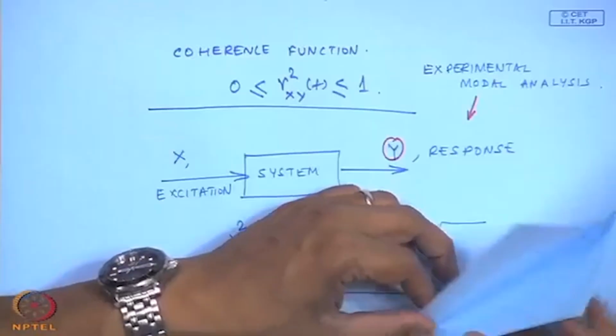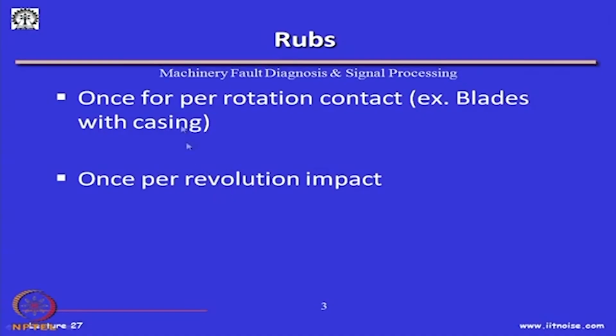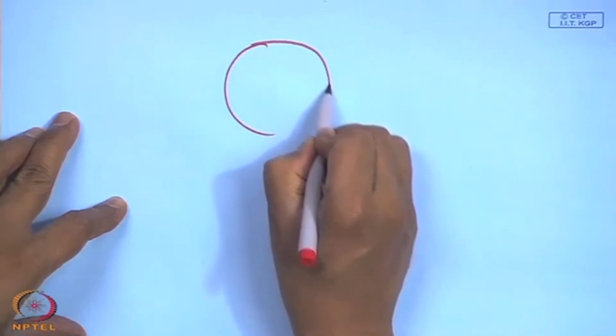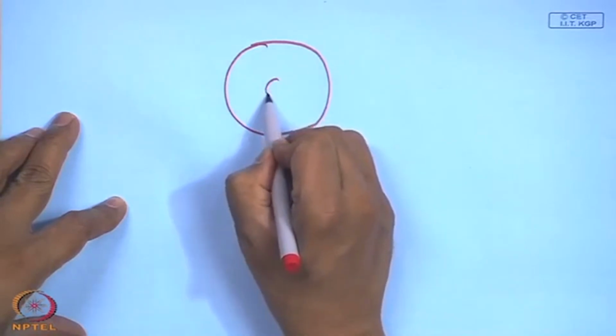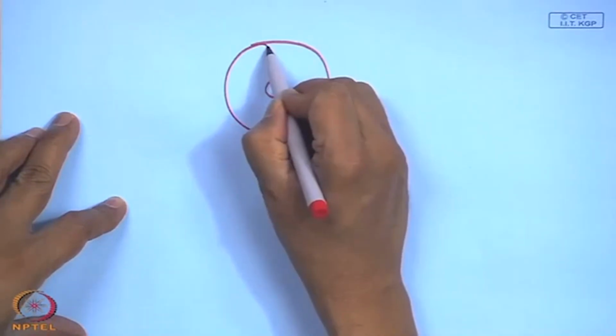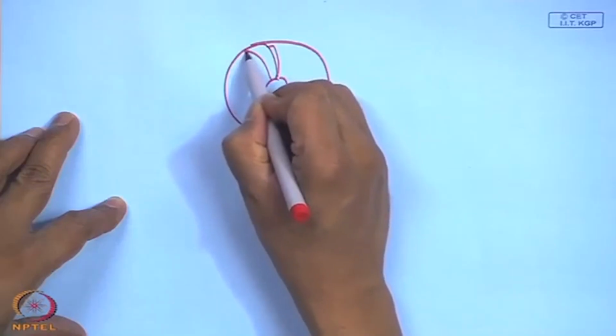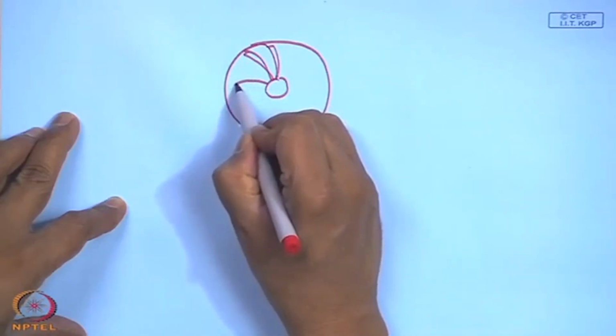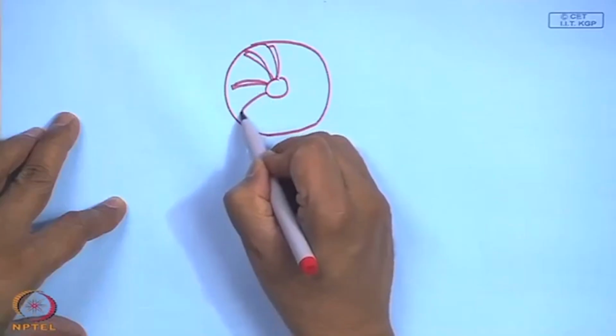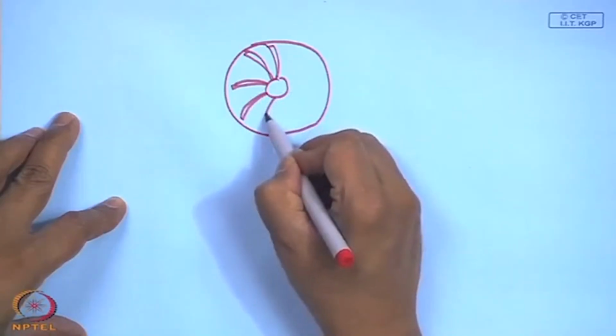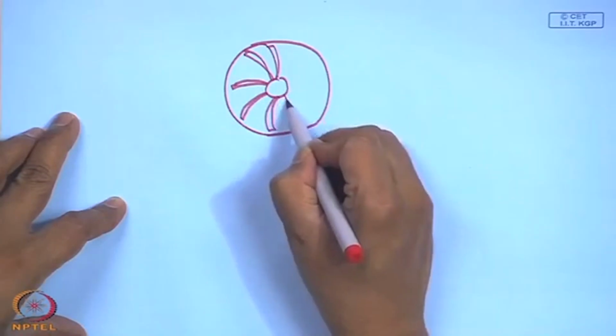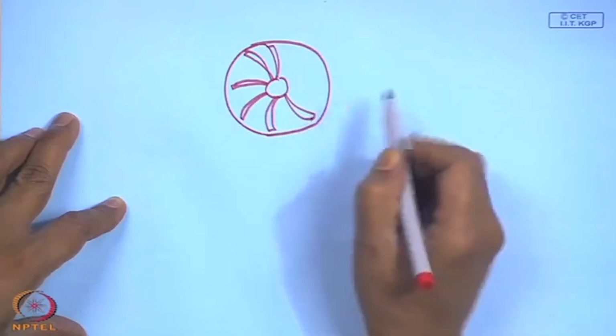I will not go into this in detail, but coming back to the phenomena of rub, because this looseness creates rub. So, the characteristics of this rub is once per revolution contact, for example, blades with casings, and rub has a lot of detrimental effects. For example, if you think of the turbine of an aircraft, the compressor which looks like this from the outside, a lot of blades. I will not draw the entire set of blades, okay, and so on.